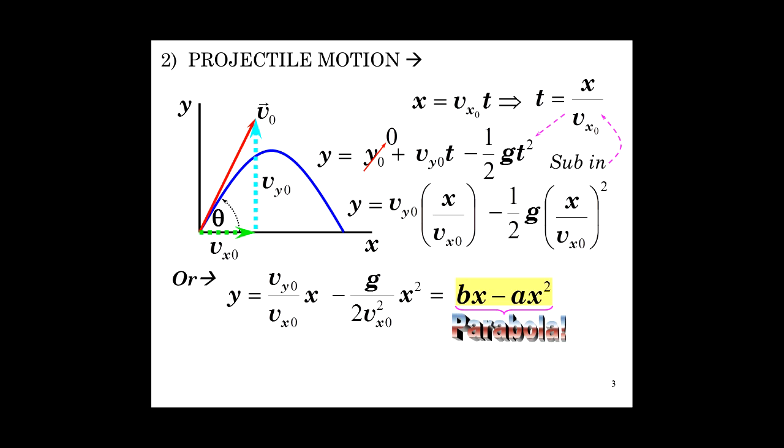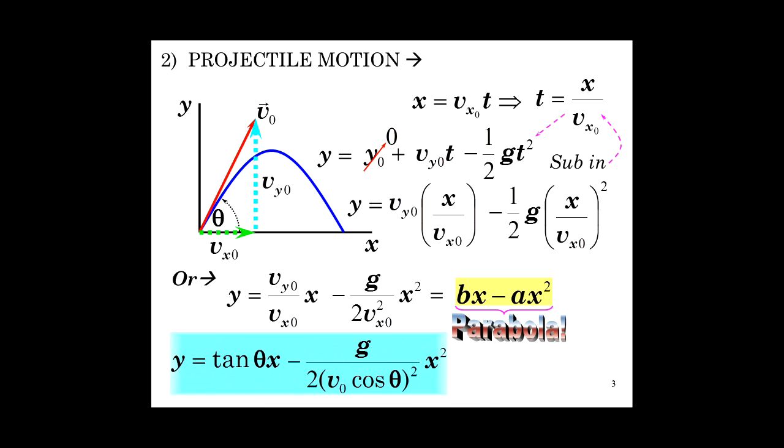More specifically, what is vy0 over vx0 but tangent of theta, tangent of theta 0 at least. So y is tangent theta 0 x, minus g over 2 vx0, where vx0 is v0 cosine of theta, quantity squared, x squared, and that's your projectile motion equation. That's quite general. Do you have to memorize that? Probably not, but you should be familiar with its derivation.